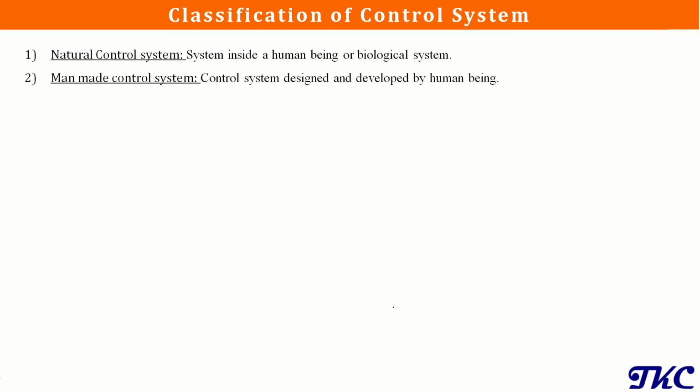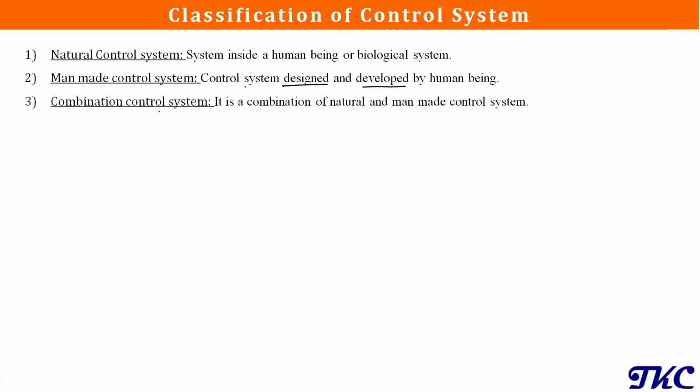Next, we are having man-made control system. These are the control systems that are designed and developed by human beings, like we discussed about the car. The car is developed by human beings. Similarly, a fan is also developed by human beings. Then it is going to come under man-made control system.